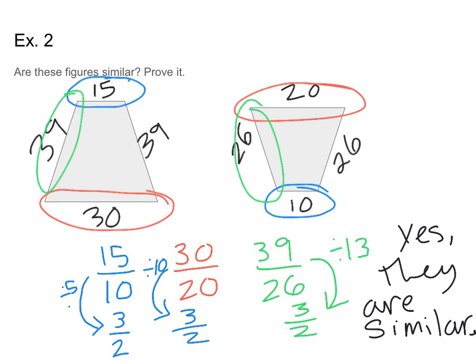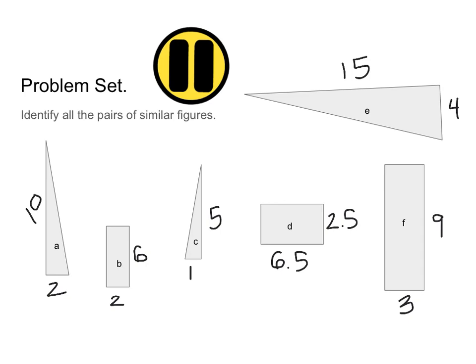Now we're going to go on to the problem set. So here's your problem set. We'll go over this on Wednesday. I've given you 6 figures, and I want you to try and decide if any of them are similar. Is A similar to B? Is A similar to C? Find all the pairs that are similar and prove it for each one. You do not need to prove it for the ones that are obviously not similar.